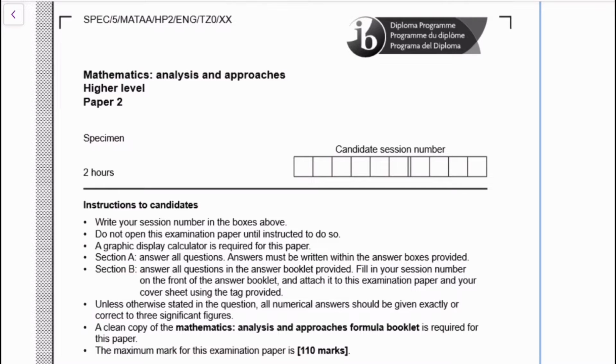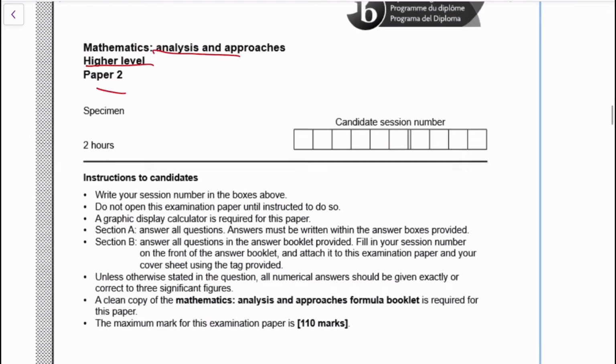Moving on to paper 2. So this is for the new syllabus, AAHL, paper 2, the specimens paper. I already did a solution for paper 1, so check it out if you need it. For AA, paper 2 is a calculator paper, paper 1 is a non-calculator paper. So in this paper, get your calculator ready.